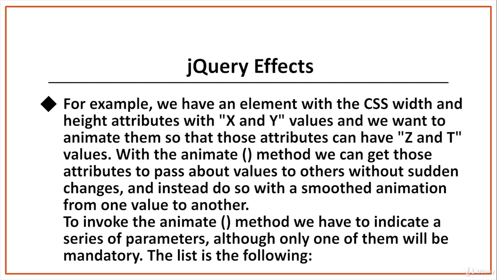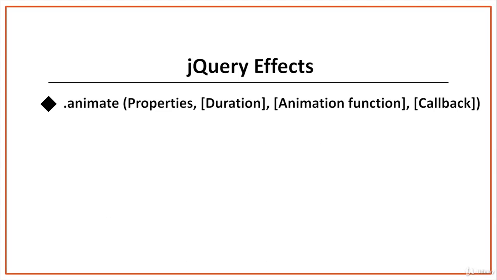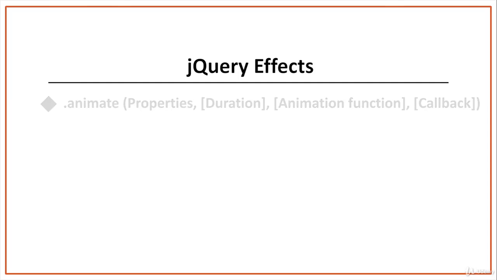To invoke an animate method, we have to indicate a series of parameters, although only one of them will be mandatory. The list is the following: .animate( properties, [duration], [animation function], [callback] ).